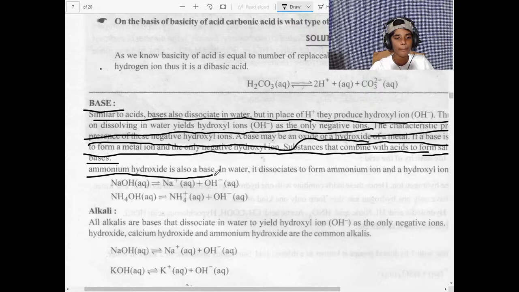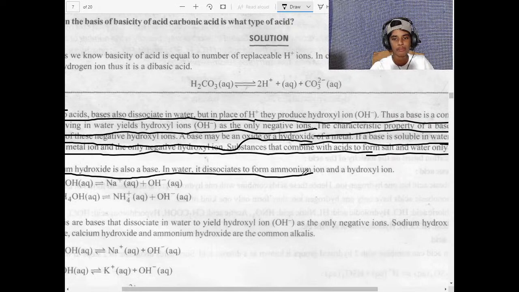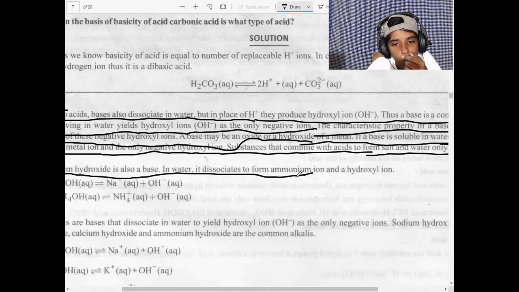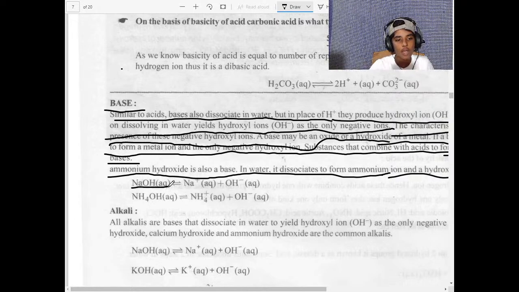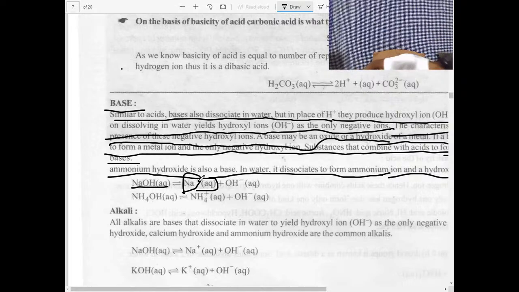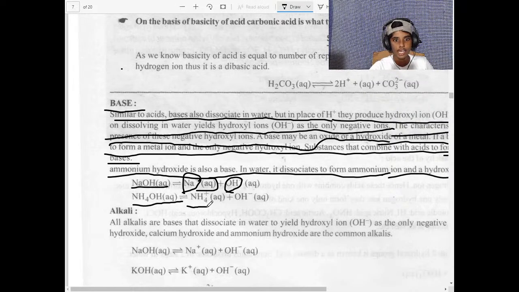Ammonium hydroxide is also a base. In water, it dissociates to form ammonium ion and a hydroxide ion. NaOH aqueous gives Na plus aqueous plus OH minus aqueous. And NH4OH aqueous gives NH4 plus plus OH minus.